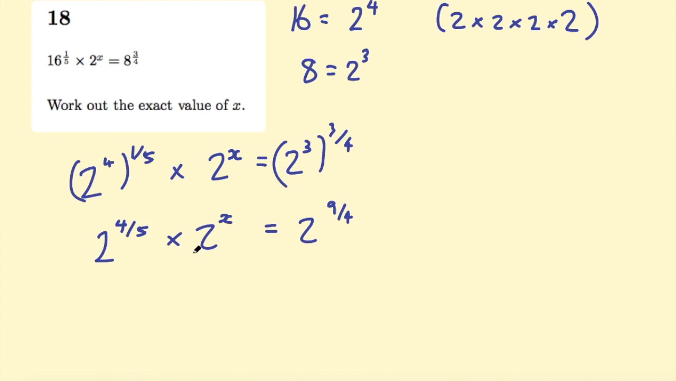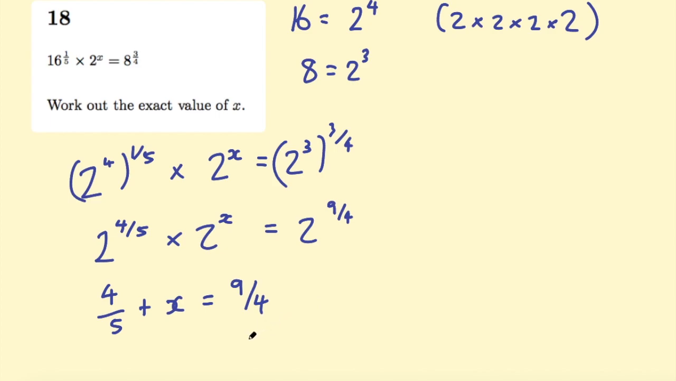Now, what we need to do is use the index law that says these two powers added will equal this power. If you're not familiar with the index laws, perhaps see my video called the 3 index laws you need to know. It goes through this idea, but we know that 4 over 5 plus x needs to equal 9 on 4.